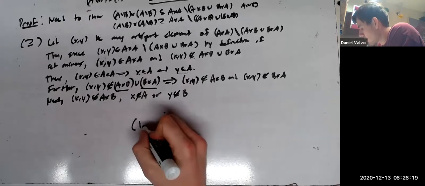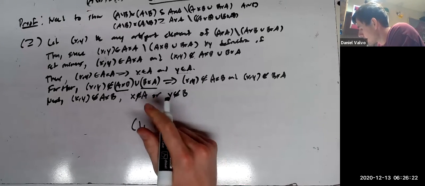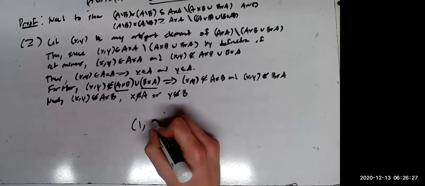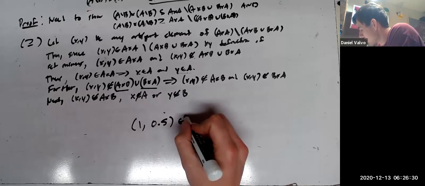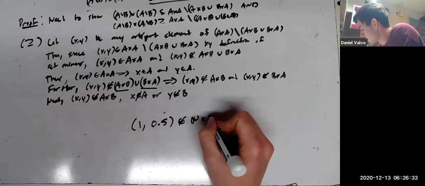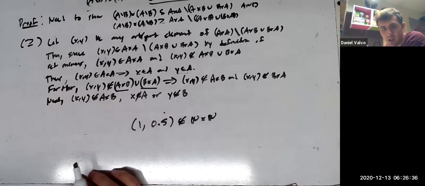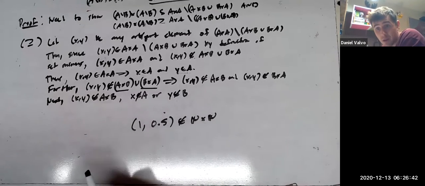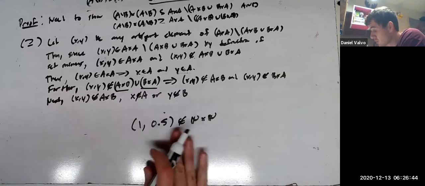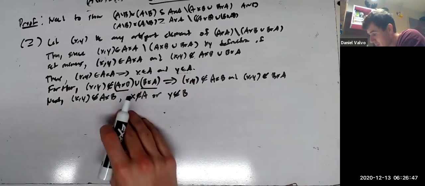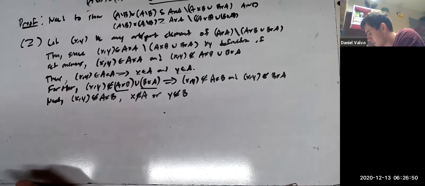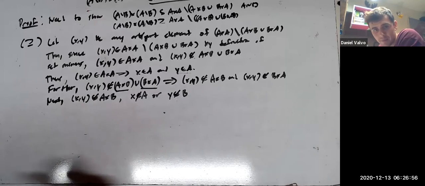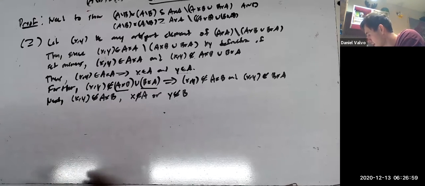Just like how (1, 0.5) is not in the natural numbers cross the natural numbers, because 0.5 is not in the natural numbers. 1 is, so the first coordinate works, but the second coordinate doesn't. So you just need one of them to fail for you not to be in the direct product. Because direct product literally means first coordinate in the first set and second coordinate in the second set. So if that breaks down, then it's an OR. Only one of them has to break down.